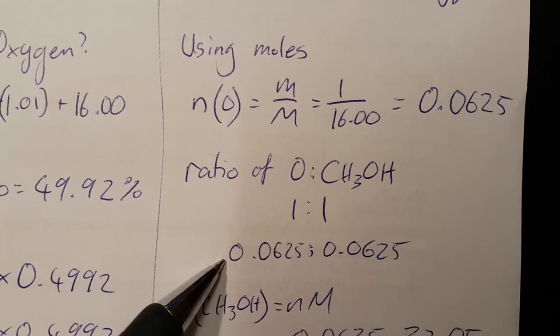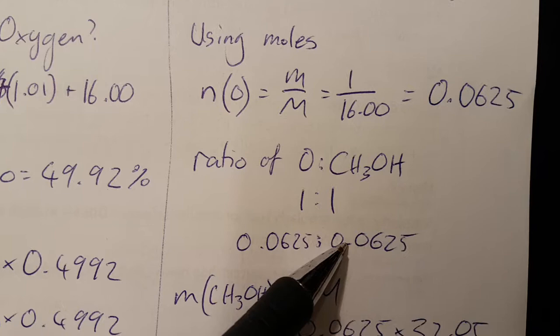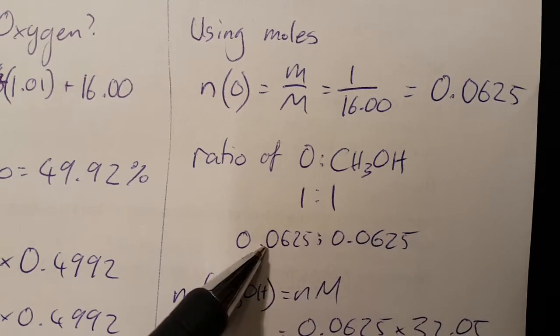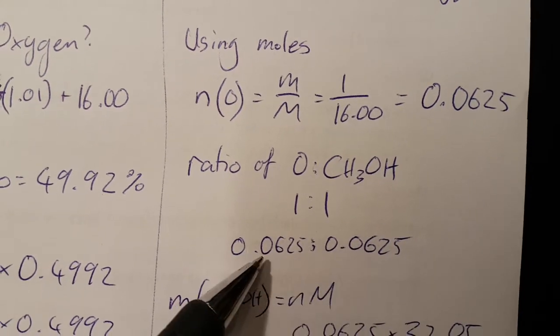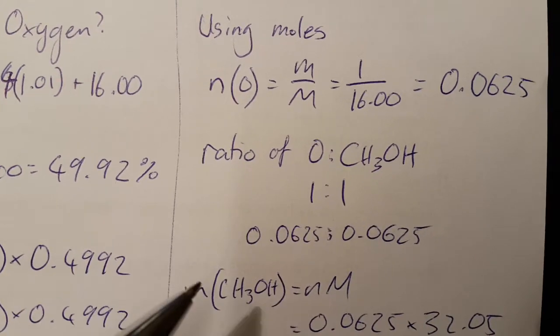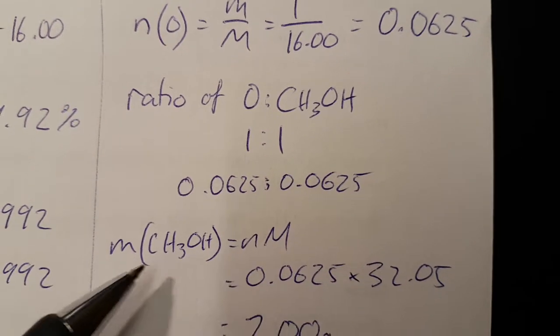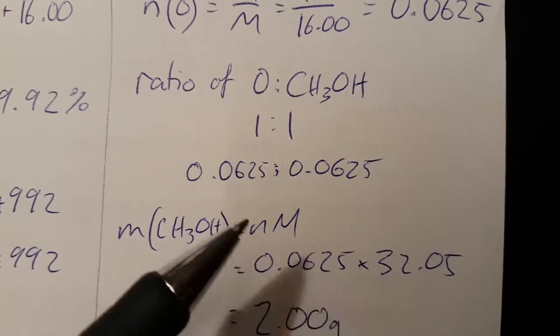So solving for that, 0.0625 moles of oxygen would need how many moles of compound? So that would be x over this equals 1 over 1, and so x would just be the same. 1 mole needs 1 mole. Okay, so now we move on. If we have 0.0625 moles of my compound, what mass is that?